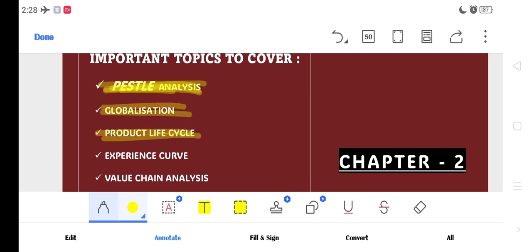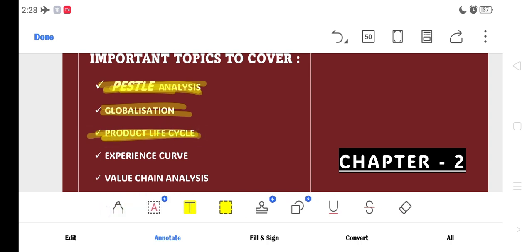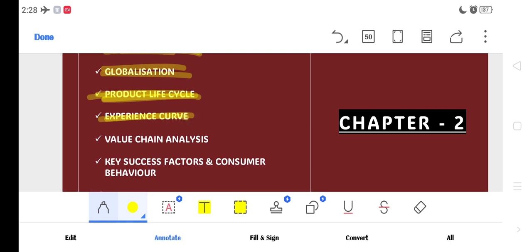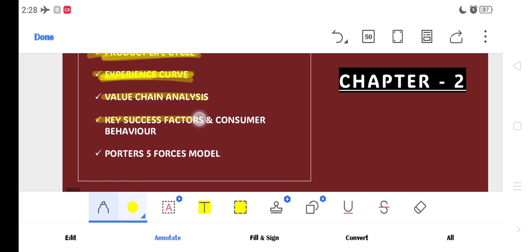There are different stages of a product, like introduction stage and expansion and all. So yes, product life cycle. And experience curve, they'll ask MCQs about the experience curve also, so please be very careful. And value chain analysis, key success factors and consumer behavior, like the difference between consumer and customer. From this also there is a chance for MCQs.